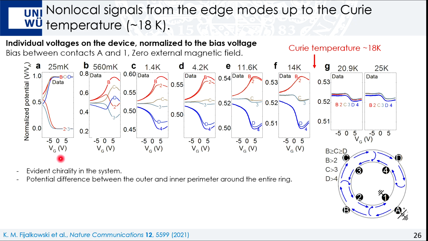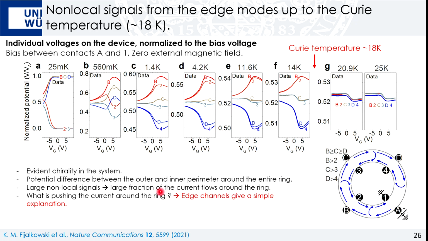Now, there is a potential difference between the outer and inner perimeter around the entire ring. So B is always above 2, C is always above 3, D is always above 4. This is also screaming edge states. There are rather large non-local signals, so something is pushing the current around the ring instead of flowing directly between these two contacts. I mean, this picture does not show the scale of the real device. This path is really significantly longer than this one. So any trivial bulk current is just going to flow directly here. So something is pushing the current around the ring. And what is pushing it? The edge channels give by far the simplest explanation.